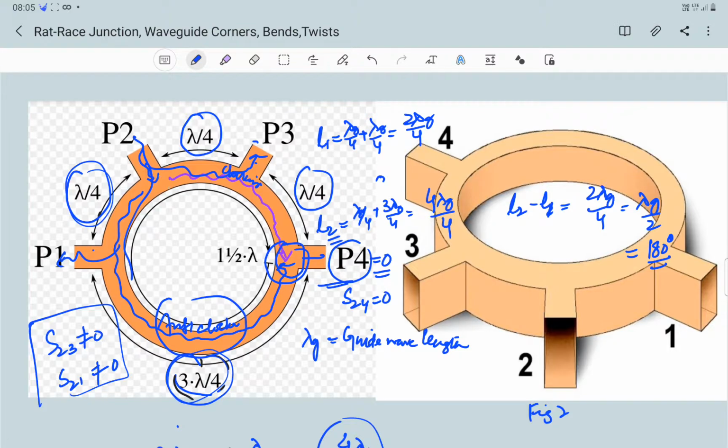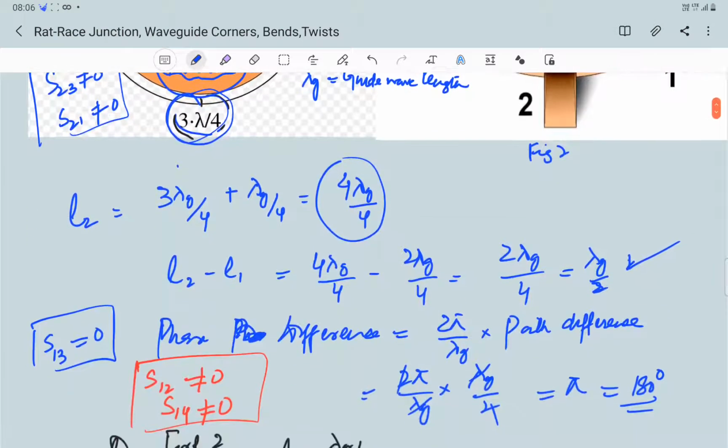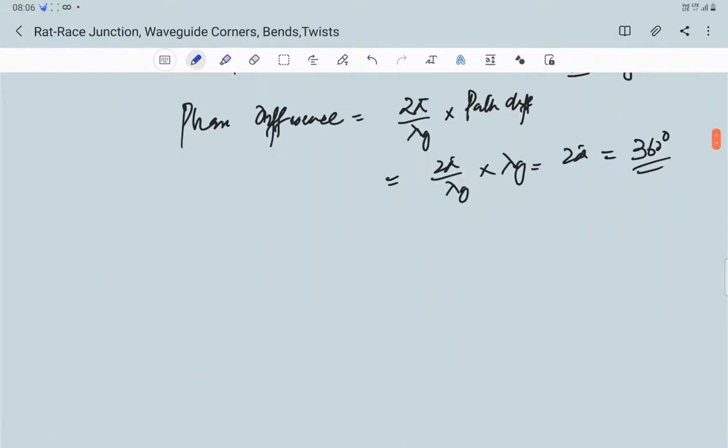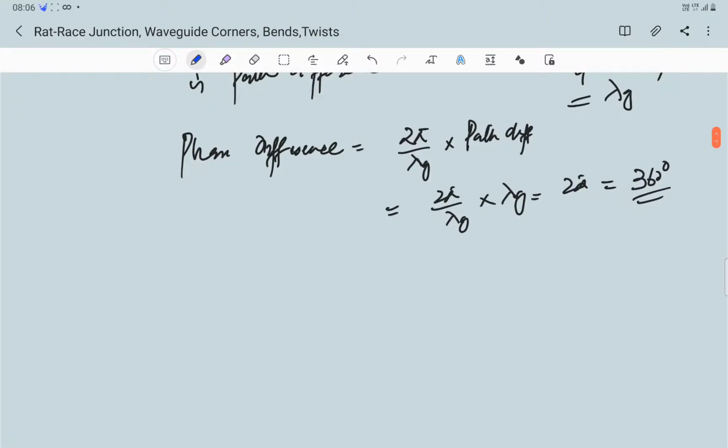In this case, the phase difference between these two ports would be different from 180 degrees. It would be 360 degrees or 0 degrees. So this is the working mechanism of a rat race junction. Now we can write the S matrix for a rat race junction. The S matrix would be something like this.